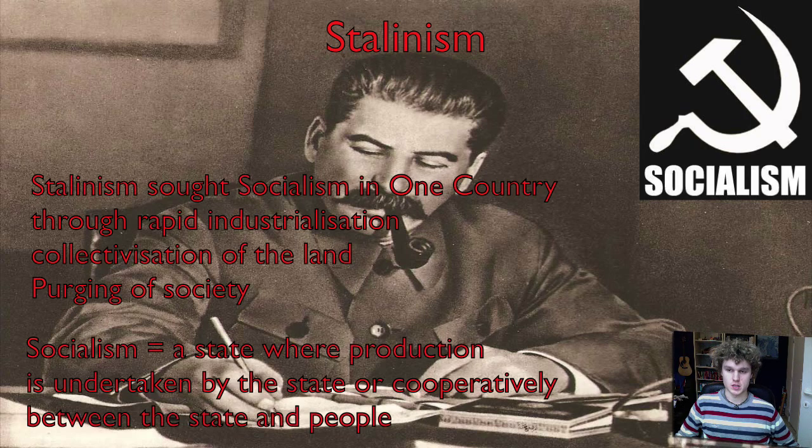So Stalinism sought to achieve socialism in one country, socialism being a state where the means of production are owned by the state and/or cooperatively used by the state and the people. And he did this through rapid industrialization, collectivization of the land, and purging of Soviet society. He said that the intellectual must be useful for our cause or be obliterated. He quickly built industries from the ground up in all areas of the Soviet Union, and thanks to this, many now former republics of the Soviet Union have a lot more industry than they otherwise would have.